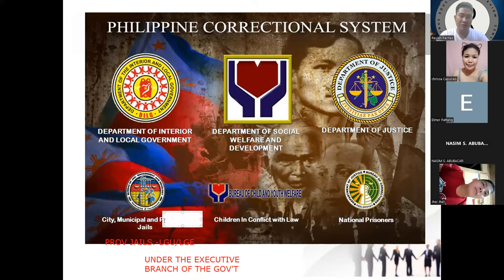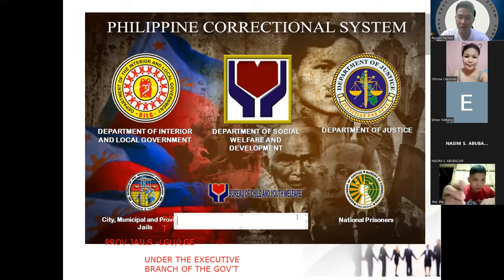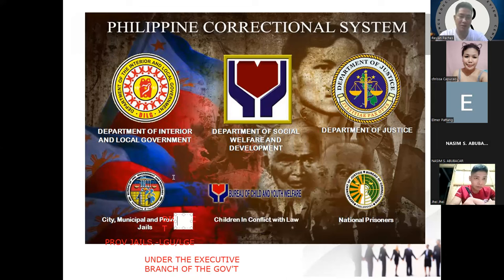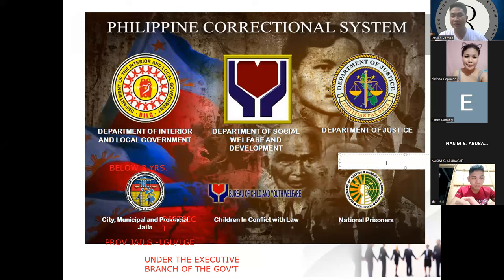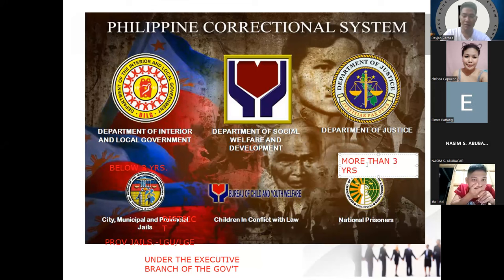So tandaan ninyo ang BJMP. Aside sa city, municipal, of course, district jails, siya yung may supervision and control. Ibig sabihin, siya yung may jurisdiction over the prisoners na naka-confine sa BJMP. Kapag doon ka ikinulong, ibig sabihin yung punishment ng crime na nagawa mo ay below 3 years. Kasi nga, under the Department of Justice or the Bureau of Corrections, ang punishment na na-commit mo ay more than 3 years.